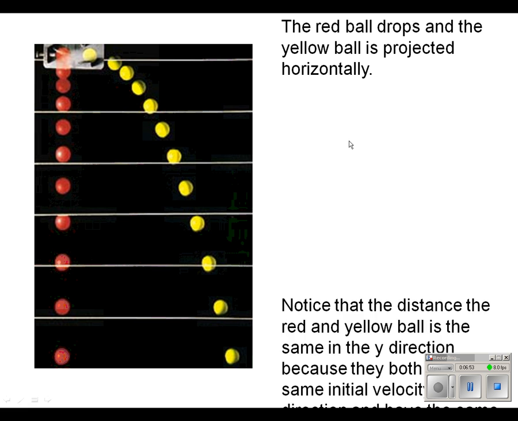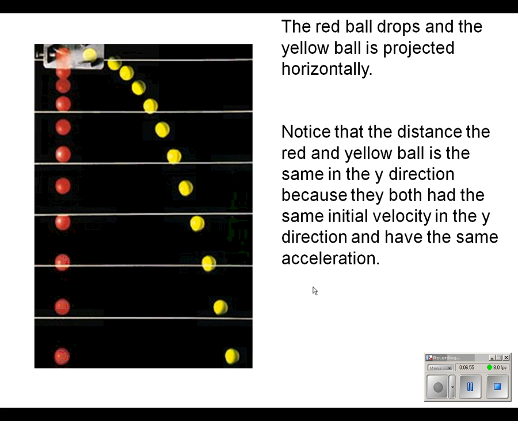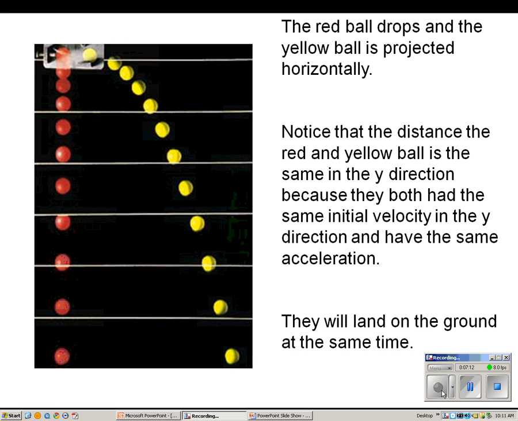So the red ball drops and the yellow ball is projected horizontally, and we notice that the distance the red ball and the yellow ball fall in the y direction is the same. And that's because they both start off with the same initial velocity in the y direction, and they both have the same acceleration in the y direction. They don't land in the same place, but they're in the air for the exact same amount of time. So what that means is that they will land on the ground at the same time.